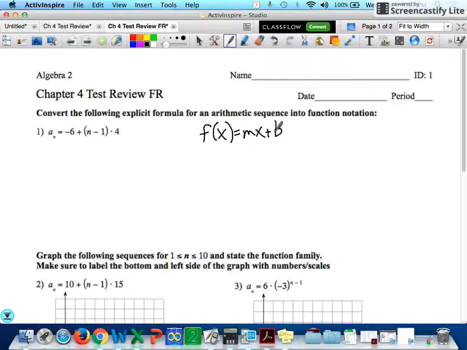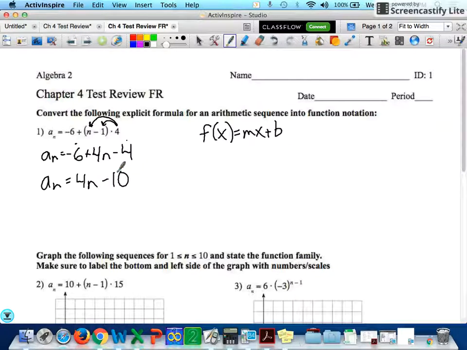Okay? So to do that, the first thing we have to do is distribute this 4. This is connected by multiplication. We're used to seeing this 4 written in front. It's the same thing when it's written back there. We just take it and we distribute. What I have is a sub n equals negative 6. When I distribute, I get a positive 4n and a minus 4. Well, I've got like terms here and here, so I'm going to combine them. A sub n equals 4n, and these combine to be a minus 10, negative 10.